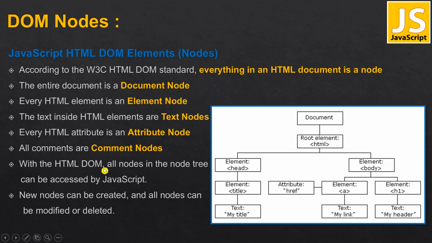With the HTML DOM, all nodes in the node tree can be accessed by JavaScript. In the HTML document, all these elements are jumbled up, but internally DOM sets a hierarchy for each and every element in the form of a tree of objects or tree of nodes like this, which in turn will be used by JavaScript, right?